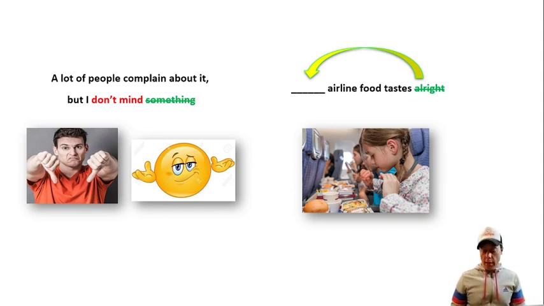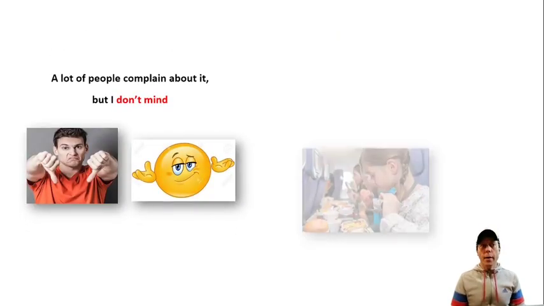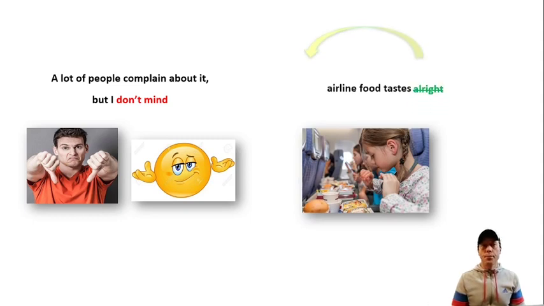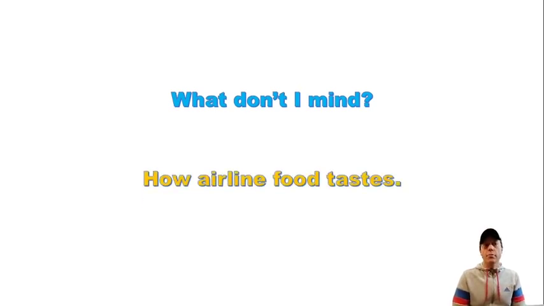You might remember that if you delete the adjective and substitute it with a pronoun, the pronoun is how. So therefore, the sentence looks like this. A lot of people complain about it, but I don't mind how airline food tastes. So the question is, what don't I mind? And the answer is how airline food tastes. So the verb mind, as in don't mind, is a mental verb, and the complement phrase is often with how. How, subject, verb. How airline food tastes.